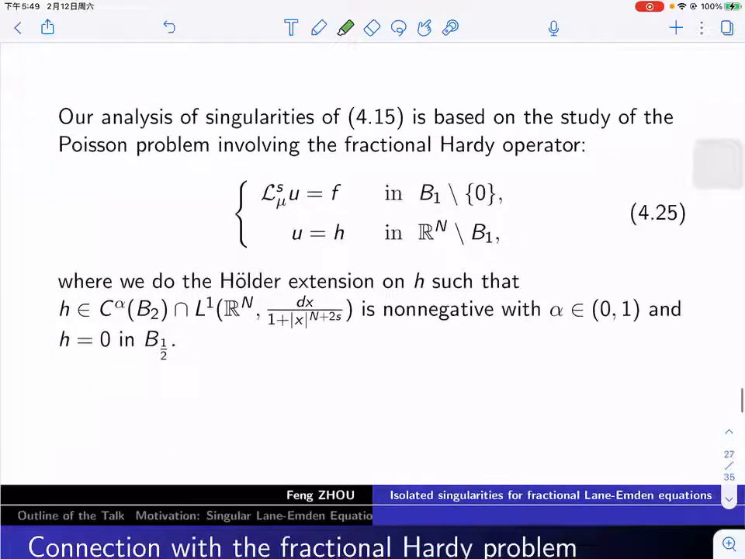Then they also study the linear problem for the fractional Hardy operator, L_mu^s u equal to f, and u equal to h outside of the ball, and they also get existence and non-existence results about this equation.